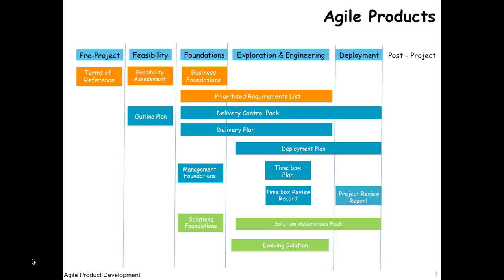When the product is ready, we go to deployment. We implement the solution on production. We do a review record to see how well we delivered the project, evaluate lessons, etc. When we go to post-project, we use something called the benefits realization plan that was actually created in exploration and engineering. And we look at how well the project has achieved business objectives, whether it was successful, and whether we have received benefits by doing this project.